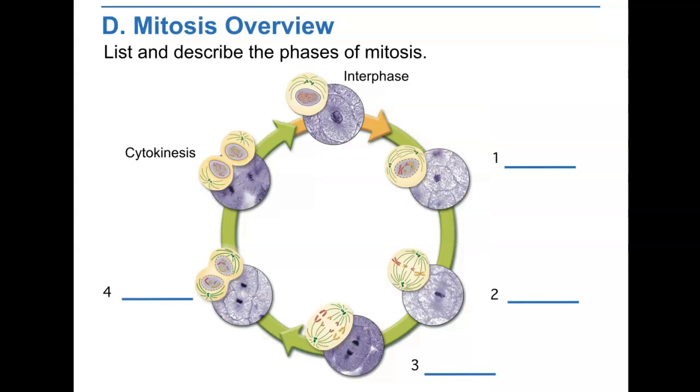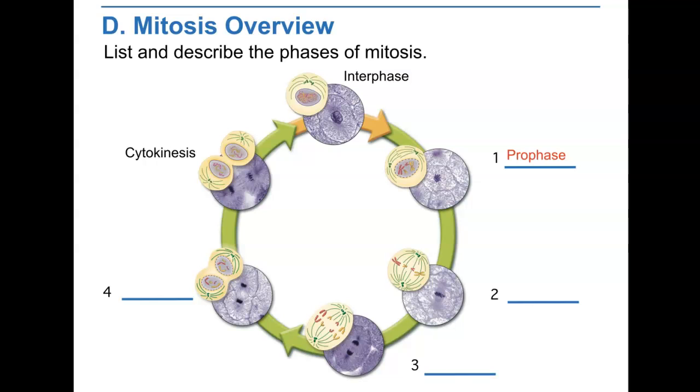Mitosis overview. You should be able to list and describe the phases of mitosis. The phases of mitosis shown on this slide are typical of animal cells. For interphase, you should be able to identify that the cell grows and replicates its DNA and centrioles. Once it's finished interphase, it enters the M phase, or mitosis. The first phase of mitosis is prophase.